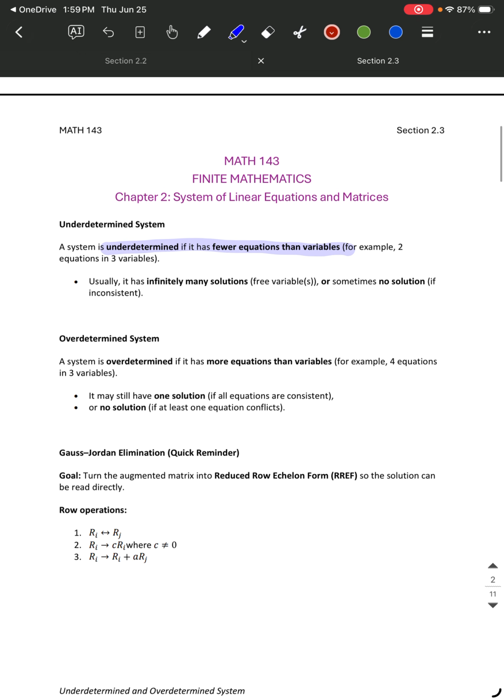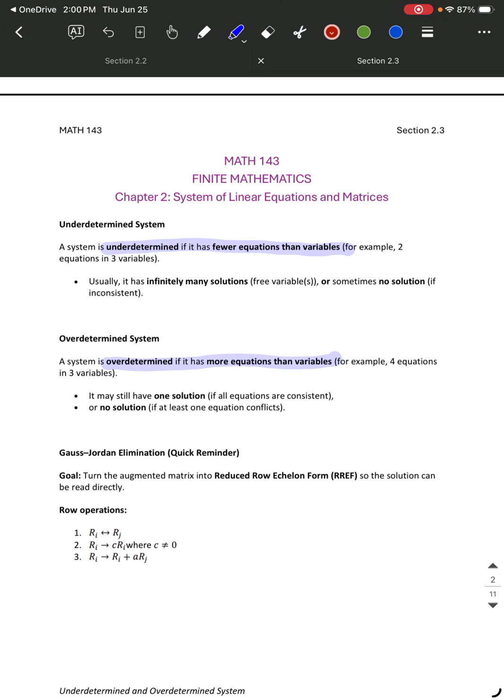Okay, the next one is an overdetermined system. An overdetermined system has more equations than variables, for example, 4 equations and 3 unknowns. Sometimes all the equations are consistent and we obtain one solution. Sometimes one equation contradicts the others, resulting in no solution. So therefore, it may still have one solution or no solution.